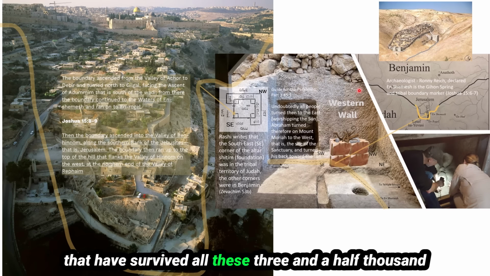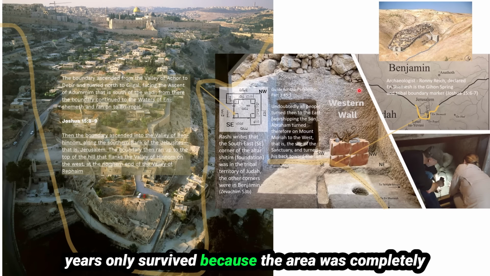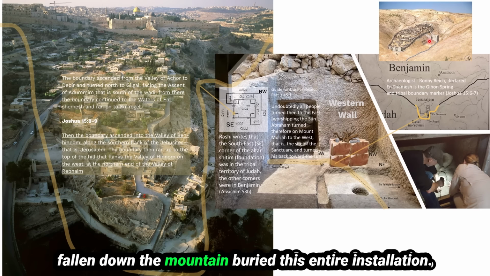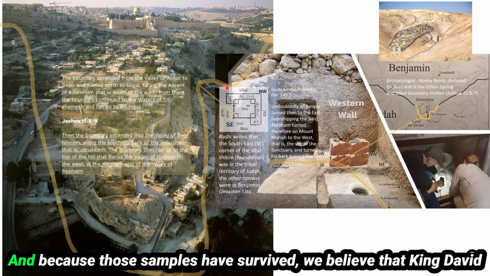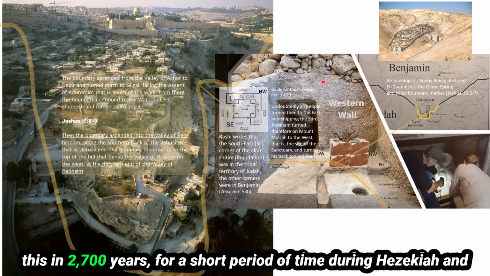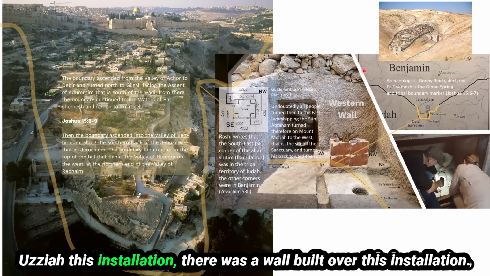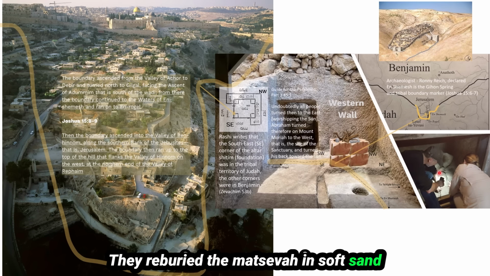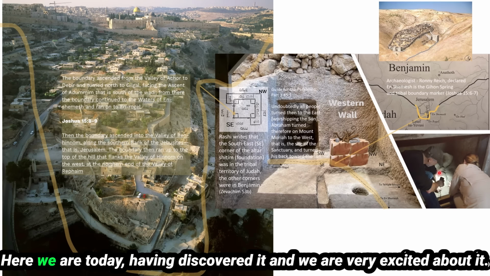Samples that have survived all these 3,500 years only survived because the area was completely buried. By the time King David arrived in the city, dirt had fallen down the mountain, buried this entire installation, and because those samples have survived, we believe that King David never discovered this, that we are the first people to discover this in 2,700 years, except for a short period of time during Hezekiah and Uzziah. This installation, there was a wall built over this installation. They discovered it and they reburied it. They reburied the matzeva in soft sand and preserved it for a later generation. Here we are today, having discovered it, and we are very excited about it.